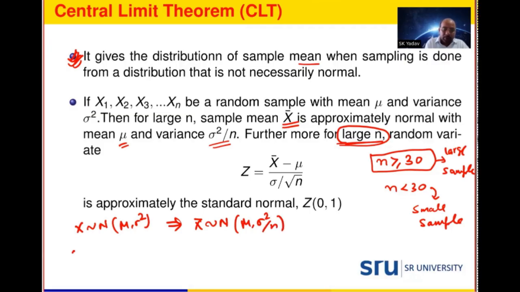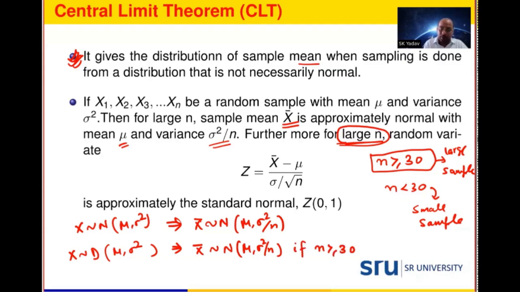But if the population is some other distribution, not normal, with mean mu and variance sigma square, this means the sample mean will be normal with mean mu and variance sigma square by n if n is greater than or equal to 30. That is a large sample. And if the population is normal, then this will follow. And if the population is any other distribution rather than normal, the sample size should be drawn large, that is greater than or equal to 30.